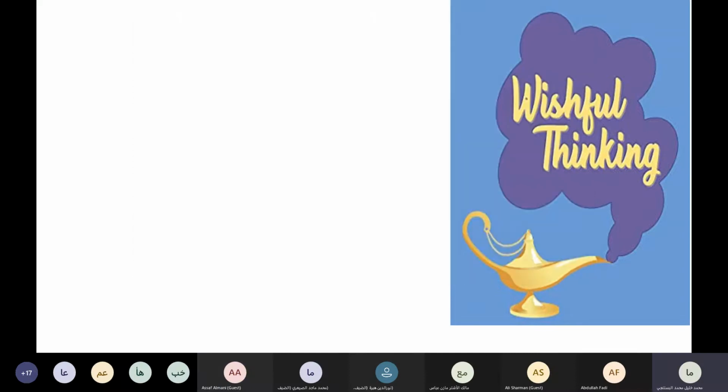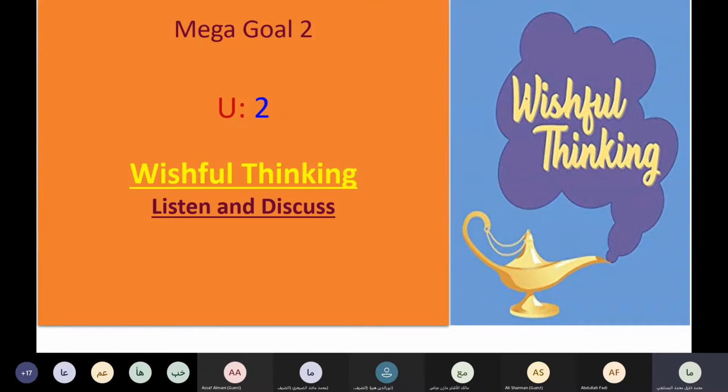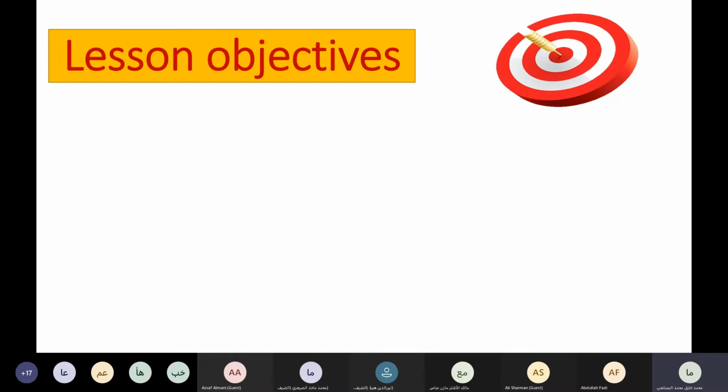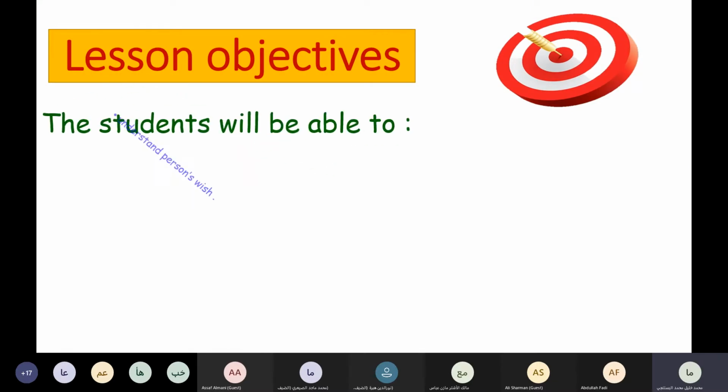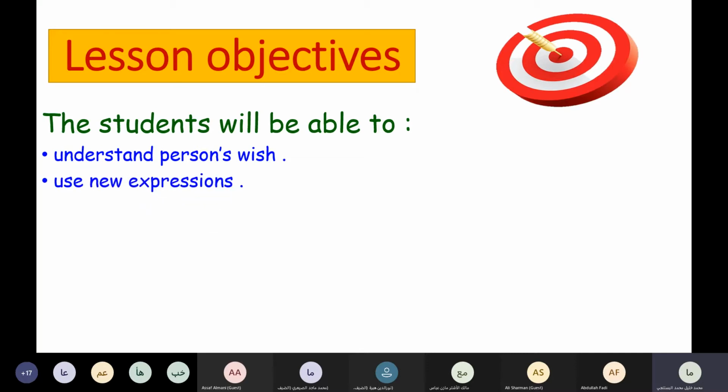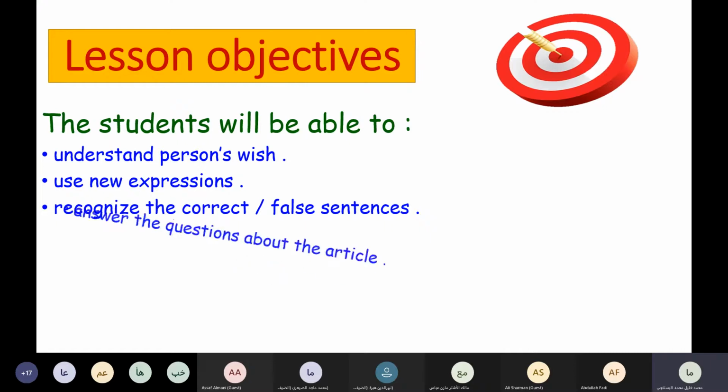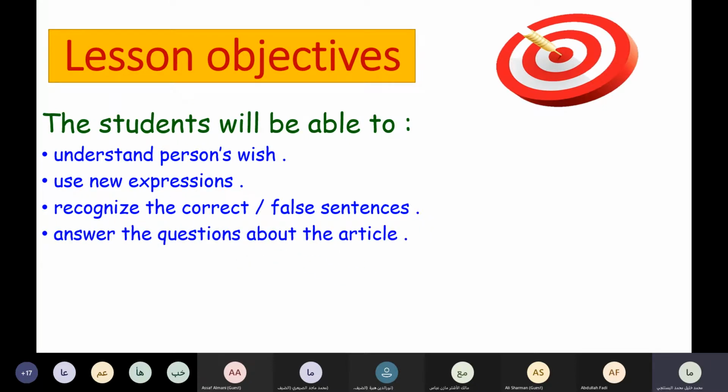Okay, today we are going to start with Unit 2, Wishful Thinking. As usual, we have listen and discuss in the first lesson. Here, we want to have an idea about the objectives of our lesson. The students will be able to understand what we mean by a person's wish, using new expressions, recognize the correct and false sentences, and answer the questions about the article.